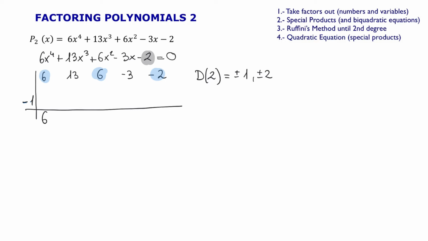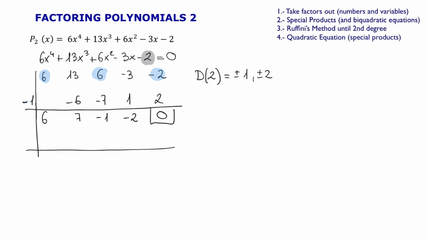I do the numbers. 6 times negative 1 is negative 6, plus 13 is 7, times negative 1 is negative 7, plus 6 is negative 1, negative 1 times negative 1 is 1, minus 3 is negative 2, times negative 1 is 2, minus 2, 0. But we need to keep going one more time with Ruffini's method, because I've obtained a third degree polynomial, not a second degree polynomial.